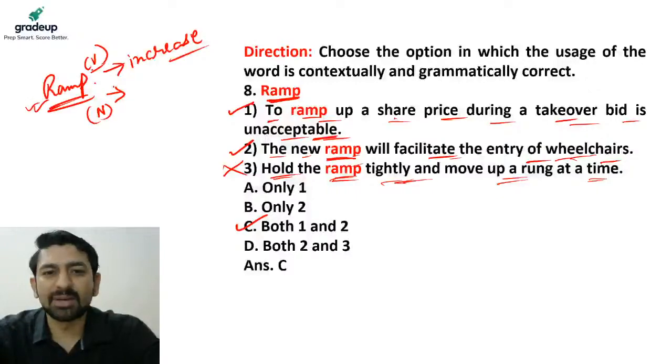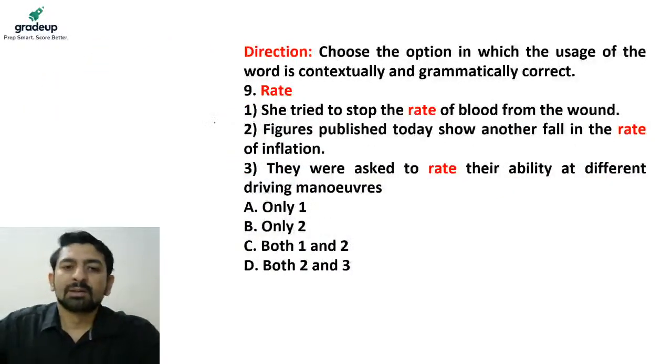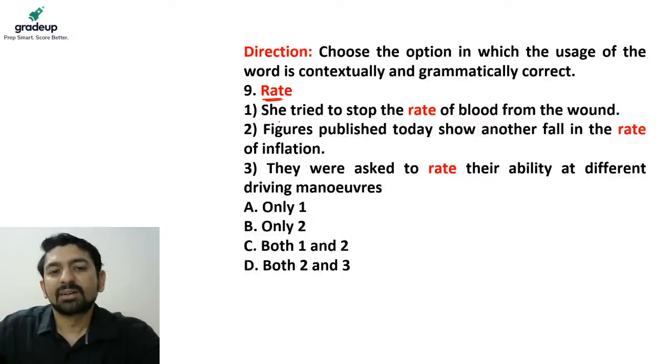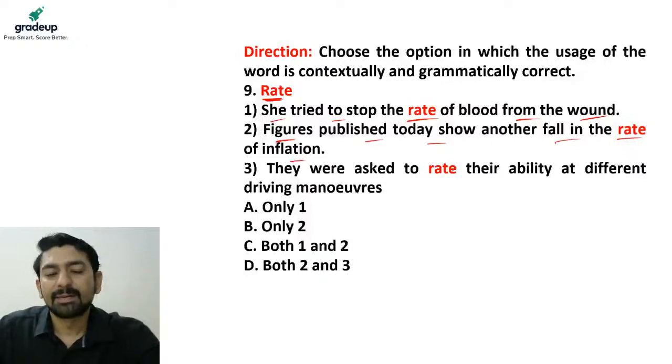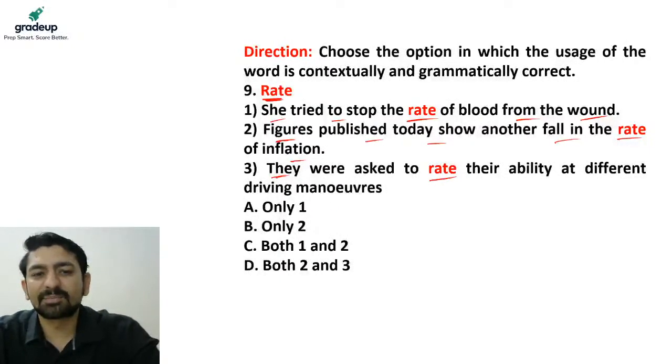Right, let's move on to the next question, guys. The word is rate. The first sentence says, she tried to stop the rate of blood from the wound. Again, wound we already saw earlier in one of the questions. The second says, figures published today show another fall in the rate of inflation. The third sentence says, they were asked to rate their ability at different driving maneuvers. Which do you think is the correct answer? A, B, C, or D? Give me your answers quickly, guys.